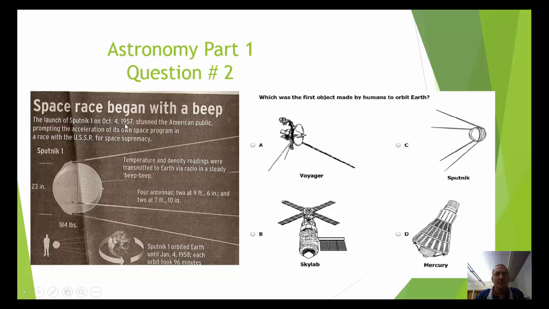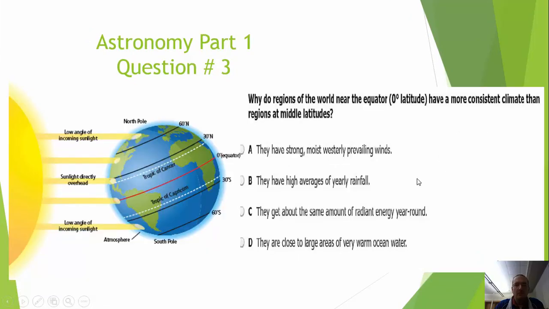Sputnik was launched in 1957 from the USSR, also known as Russia today. In 1957, this officially caused the space race to begin, which also caused NASA to form. The correct answer here is C.